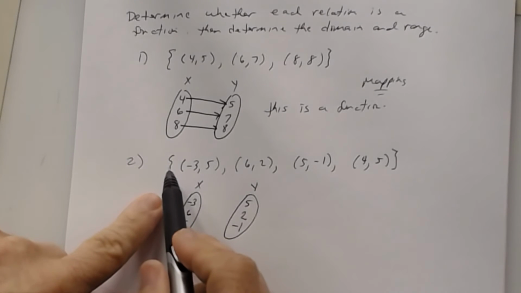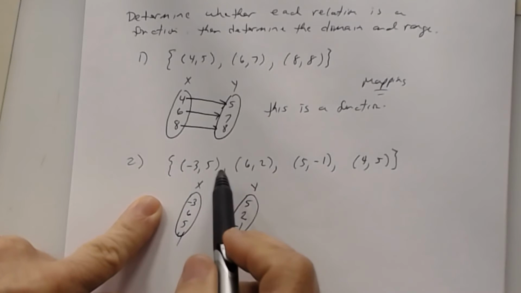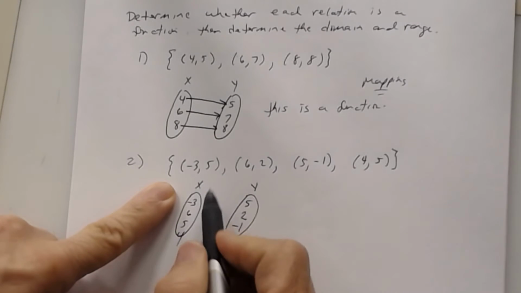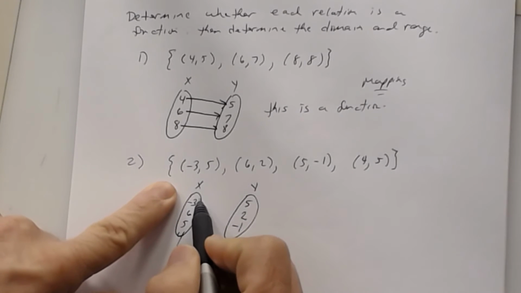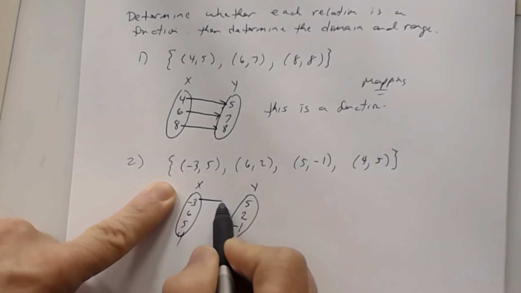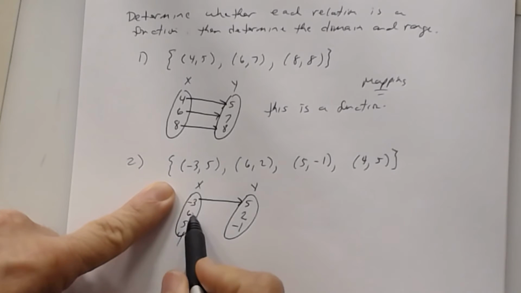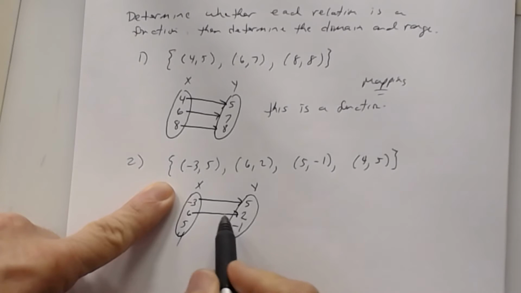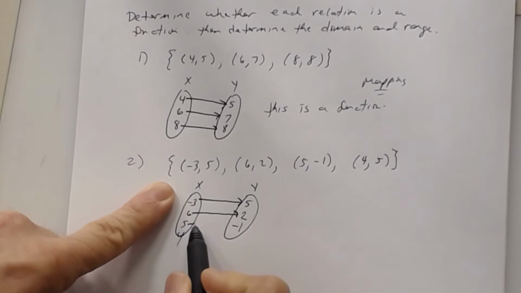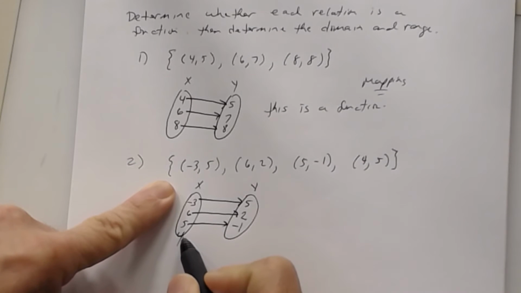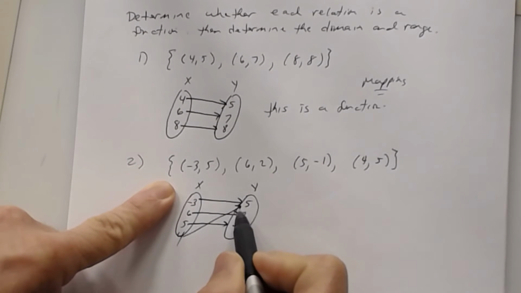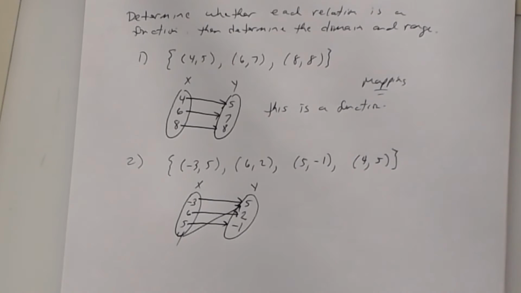Okay, now let's go and talk about the correspondence. -3 corresponds to what y coordinate? So I'm drawing an arrow to it. 6 corresponds to what y coordinate? 2. 5 corresponds to what y coordinate? 4 corresponds to what y coordinate? All right, so that's what I have. Is that a function or not?